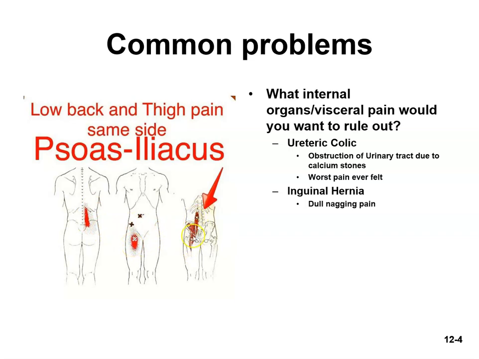It could be a muscle, but you could have obstruction of the urinary tract due to some calcium stones, and that could have some pain right in here. But usually muscular is like a dull, constant ache. If they have a ureteric colic, calcium stones or kidney stones, they're going to have the worst pain they've ever felt in their entire life. They're going to be screaming.